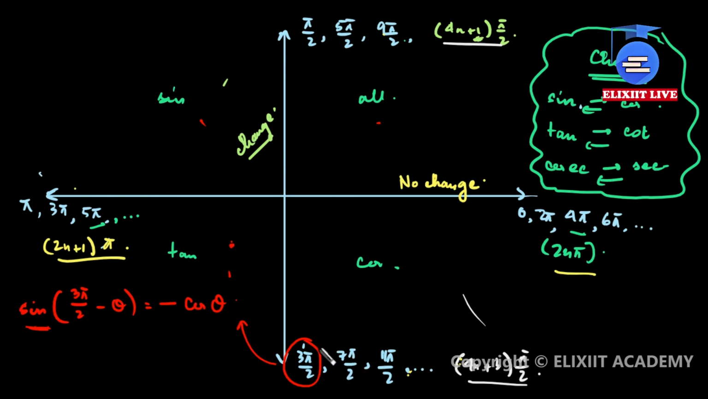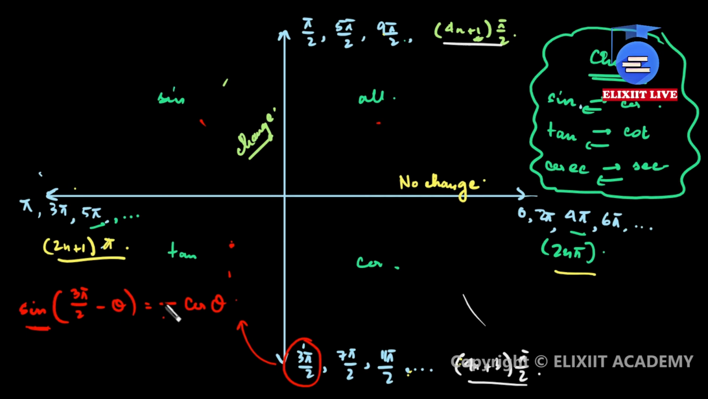3 pi by 2 is changing or not changing? There is a change. What is the change? Sine will become cos. So simple, write down cos first. Then we have 3 pi by 2 minus theta. This is 3 pi by 2, and 3 pi by 2 minus theta will come over here in the third quadrant. In the third quadrant, sine is negative, so put a minus sign over here.